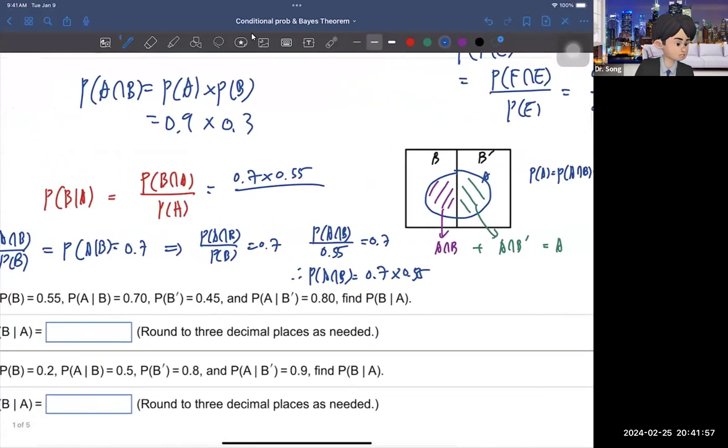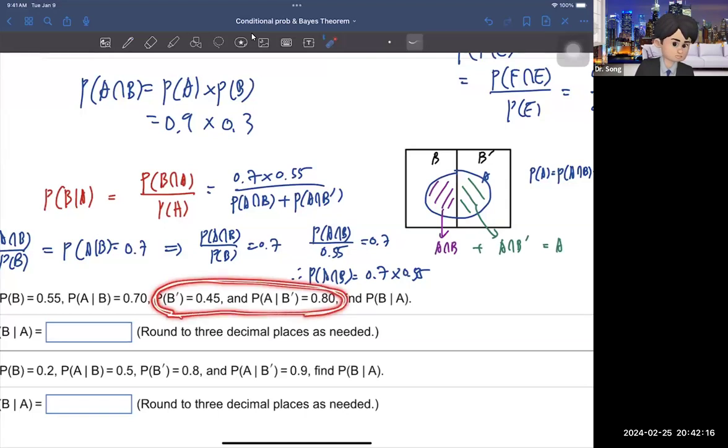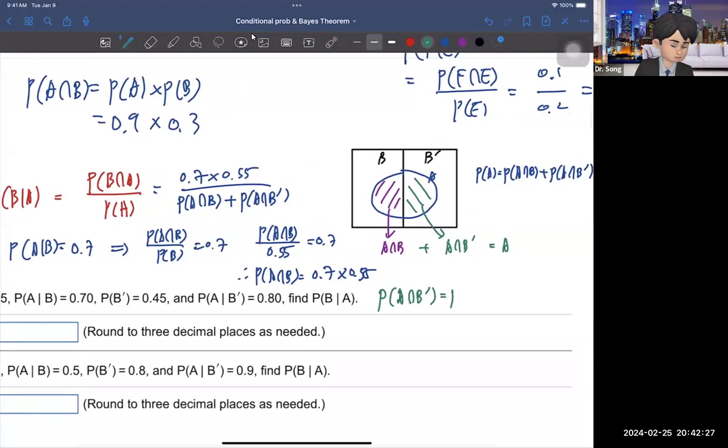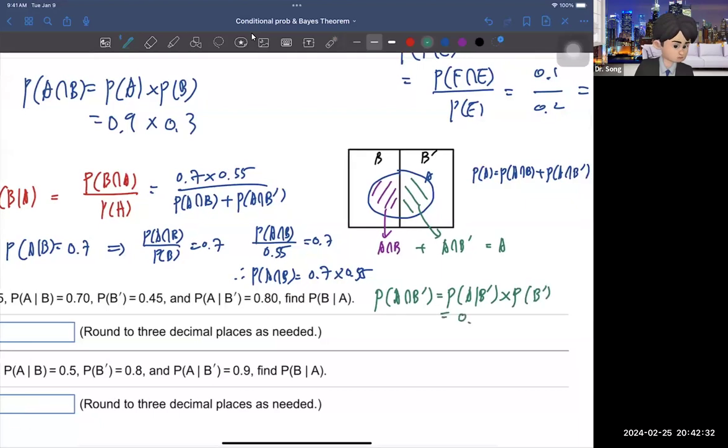So what's the point? If you go back to the question here, we already found that probability A intersection B is 0.7 times 0.55. This one, same. And then we just need to find probability A intersection B complement. So these are things that we didn't use yet. So by using this one, you can find it. Same as probability A intersection B here. Probability A intersection B complement is the same as probability A given B complement times the probability B complement. That is 0.8 times 0.45. Okay.